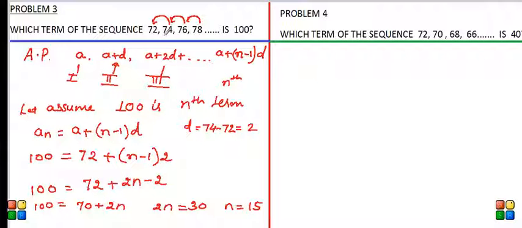You can count and you can see 78. After 78 we will get 80, 82, and so on like this. So now after this problem, another problem: which term of the sequence is 40?